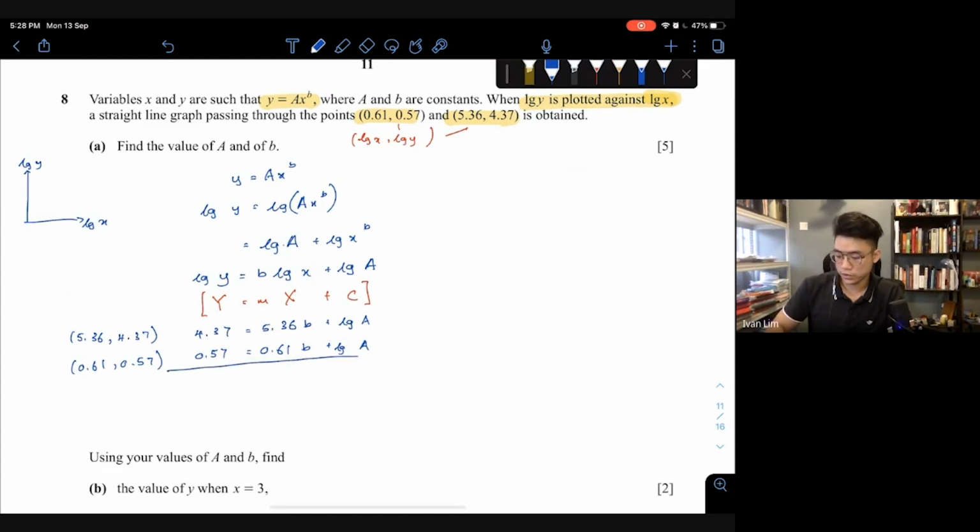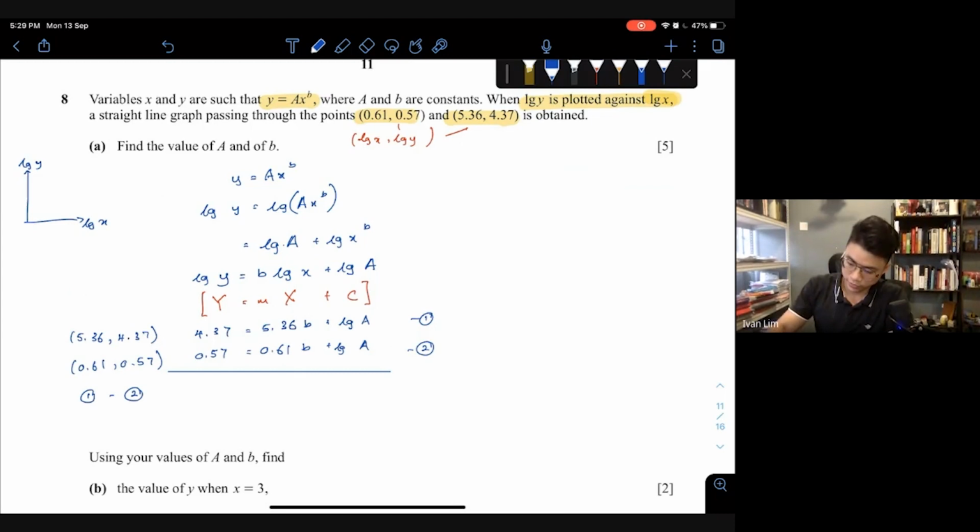So we have 2 unknowns. I'll do elimination because we have log a in both the first equation and the second equation. If I take this as the first equation and this one as the second equation, I'll do 1 minus 2. So 4.37 minus 0.57, just minus it off, the entire equation, you'll get 3.8 equals 4.75b, where your b will be 0.8. So until here, 3 marks already.